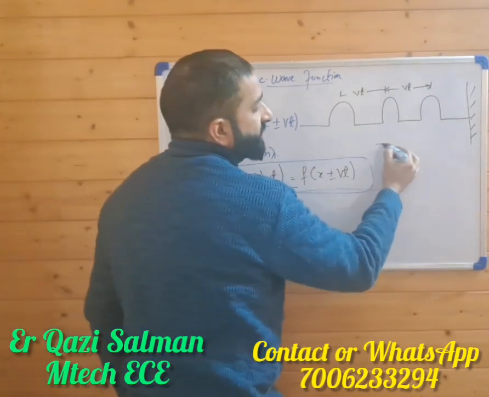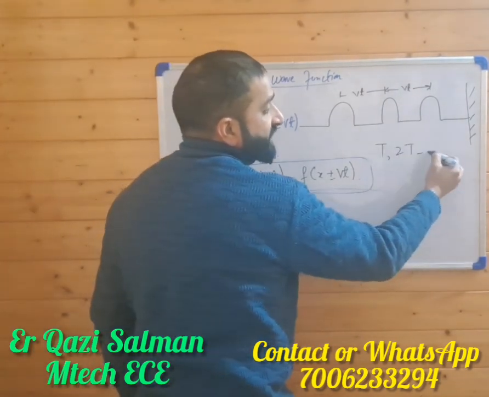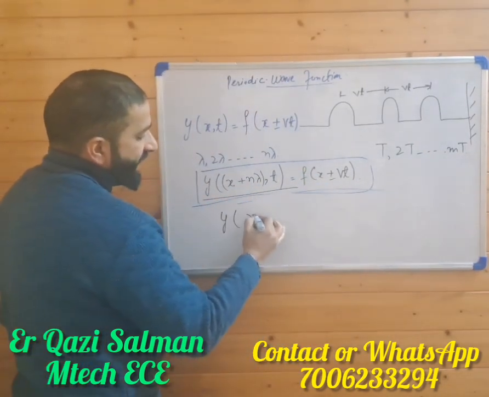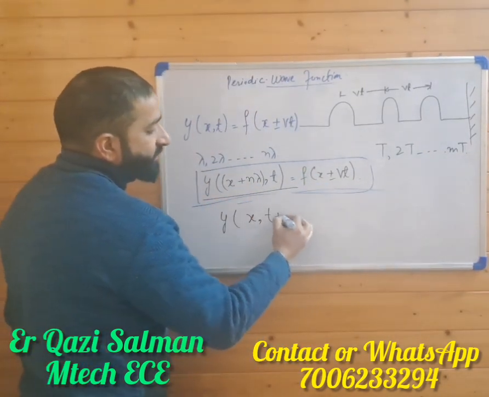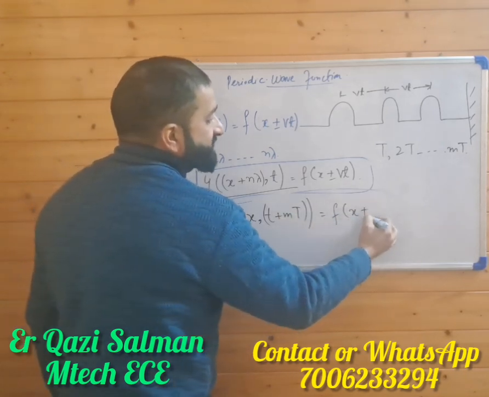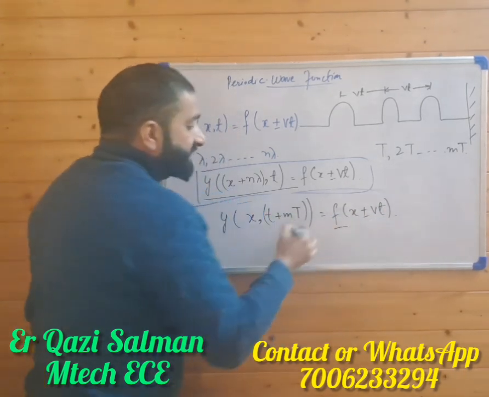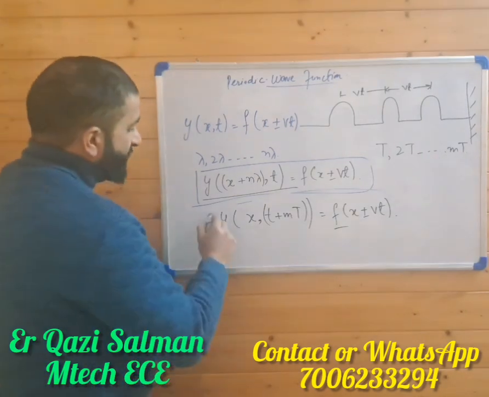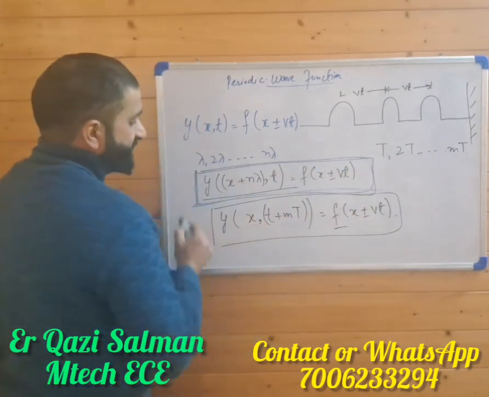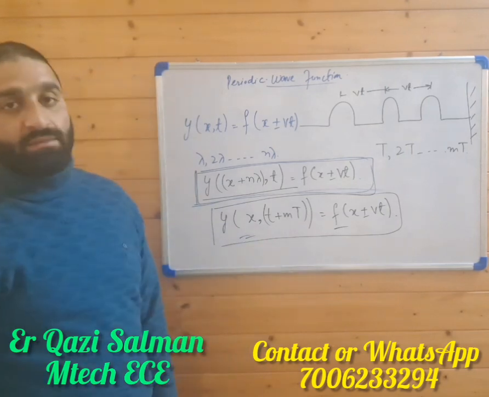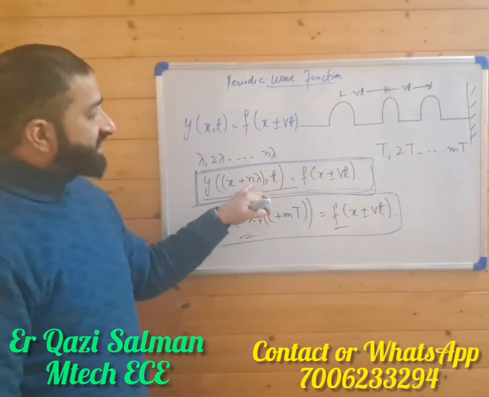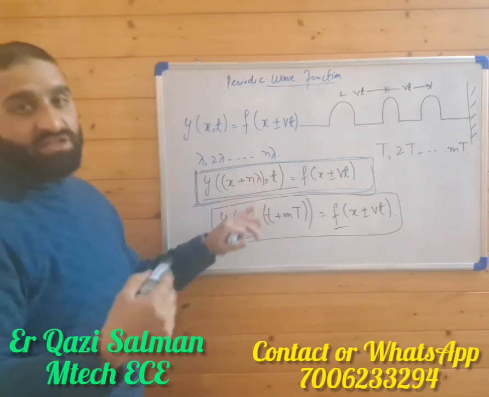It also repeats itself after a time period T, 2T, and so on up to mT. So we can say that y of x comma t plus mT is equal to f of x plus or minus vt. This is also a periodic wave function. Here we consider the time period, and there we consider the wavelengths. So after one wavelength it will repeat itself, two wavelengths it will repeat itself, n wavelengths it will repeat itself.